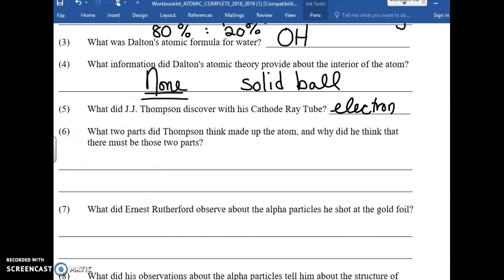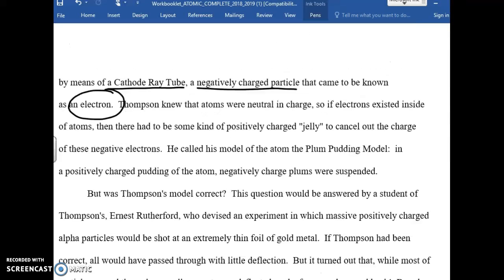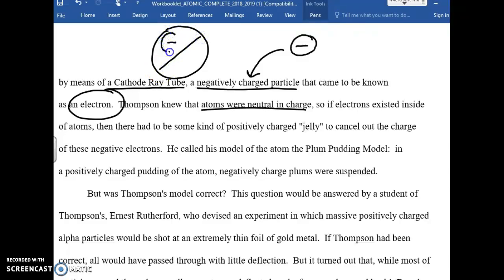Number six, what two parts did Thomson think made up the atom, and why did he think that there must be those two parts? Well, he knew a couple of things. One, he had established the existence of electrons, which are negatively charged. He knew, before doing the experiments, that atoms were neutral in charge. So, if you had something that had an overall charge of 0, and one part of it was negatively charged, you had to have another part that was positively charged.